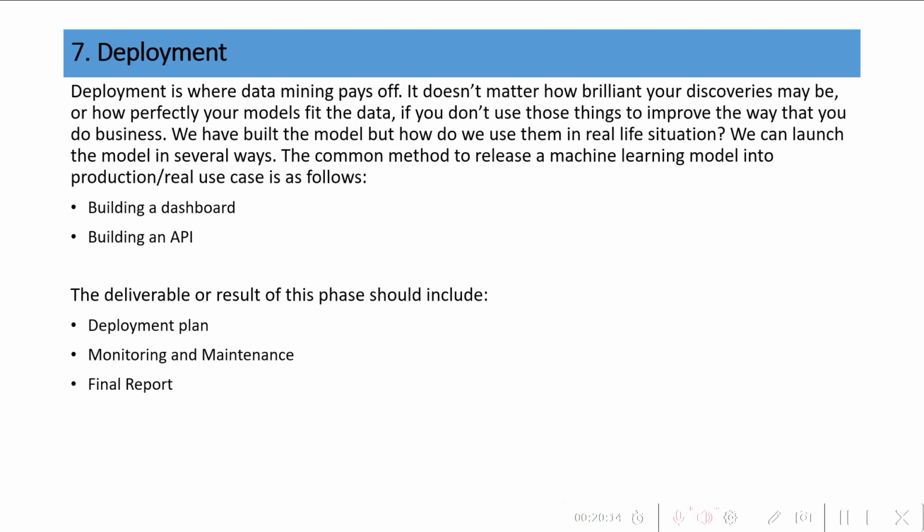Deployment is very much needed for the model outputs to be accessible in real time by the business users and the sales team. So for that we need to build an API that will deploy the model, and then the output of the API should be visible in a dashboard. So this particular phase includes the deployment plan, monitoring and maintenance, and final report.